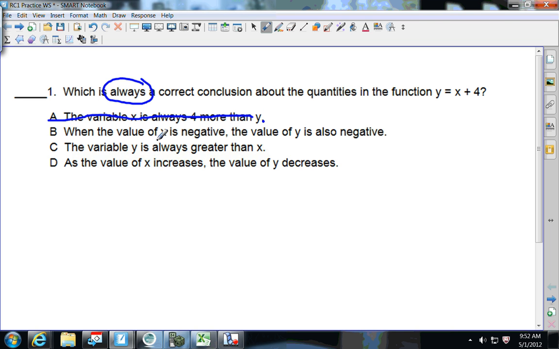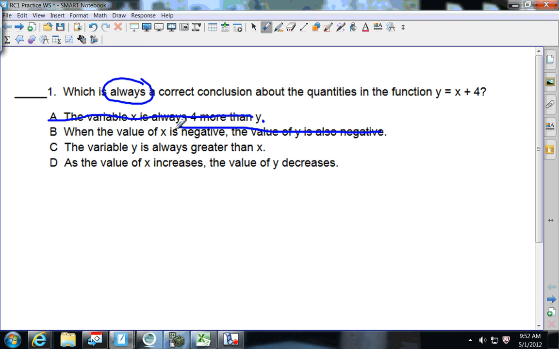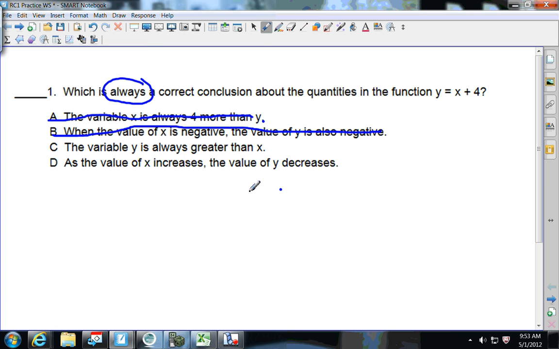Now here it says when the value of x is negative, the value for y is also negative. Well, let's look. Right there, x is negative. Is y negative? No, so it can't be this one. It says the variable y is always greater than x. Well, it looks like it. Let's make sure on this one.